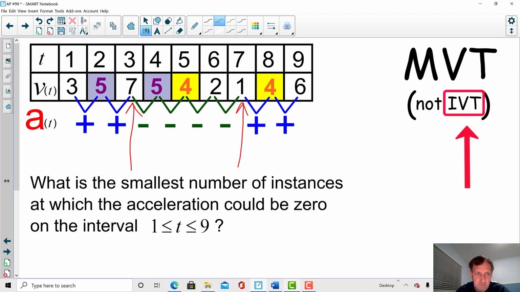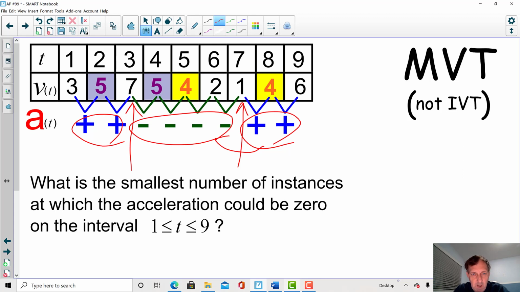So common sense tells you that if our acceleration was positive and then changed to negative, well, it must have passed through 0 at some point. And same thing over here, our acceleration can't change from negative to positive without also going through 0. So common sense kind of tells you that there are probably going to be at least 2 times on that interval where the acceleration could be 0.